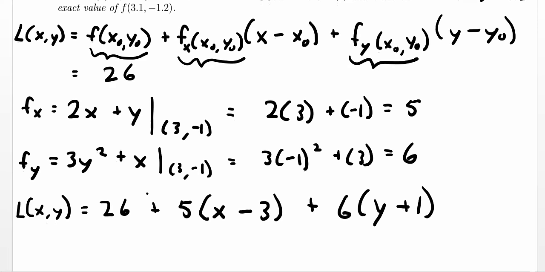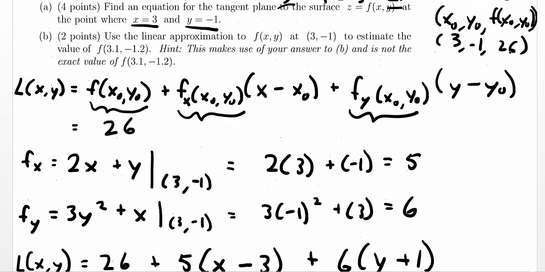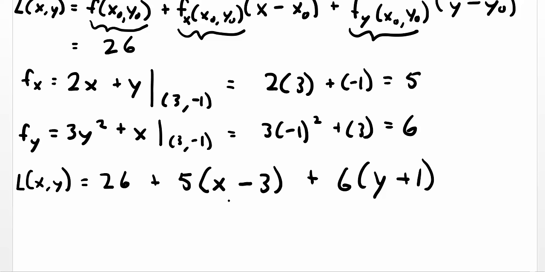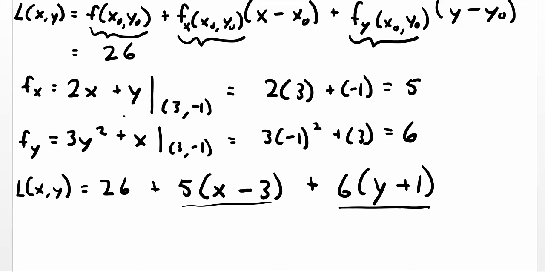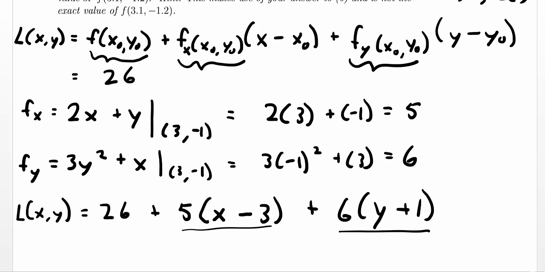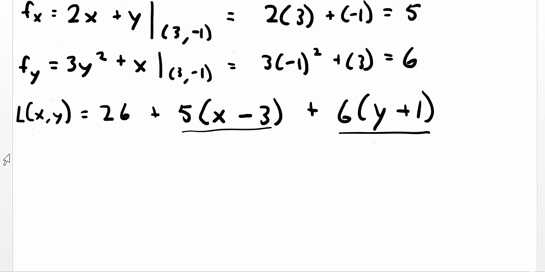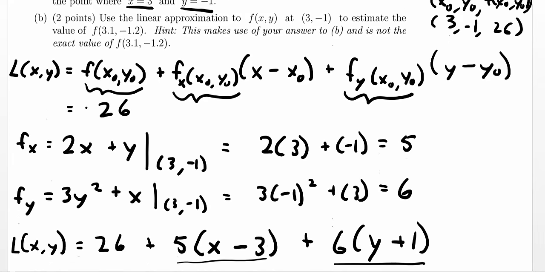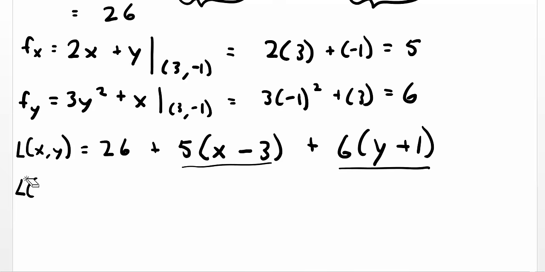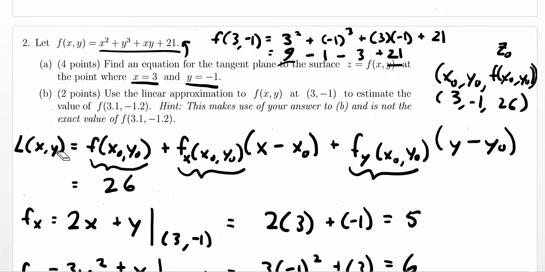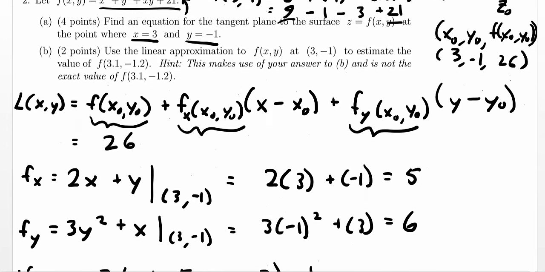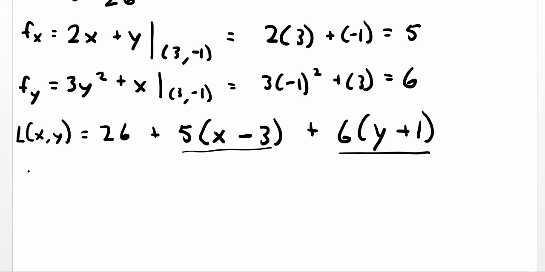Now notice that this is exact for the point 3, -1, 26. If you plug in x equals 3, this term would become 0. You plug in y equals -1, this term would be 0, and you would get out 26. Linearizations are exact at the point at which you build them. But now for part B, we're going to use the linearization to approximate f of this new point. f of 3.1, comma, -1.2.